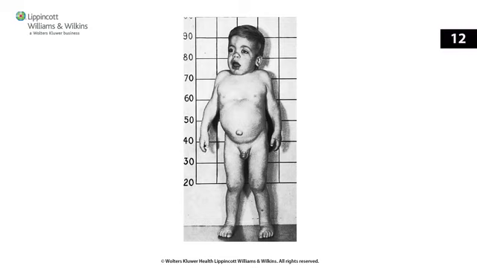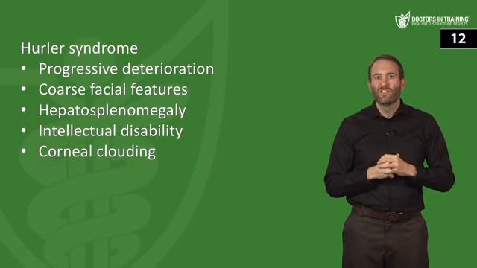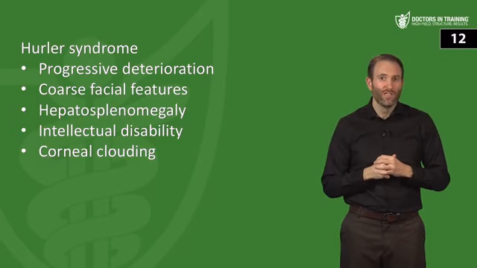Now, because of the coarse facial features and the other characteristics, this is sometimes referred to as gargoylism, which is pretty crude and somewhat cruel to describe people like this, but that kind of gives you an idea of coarse facial features and short stature. Now, these patients will also get corneal clouding, which will lead to vision loss.